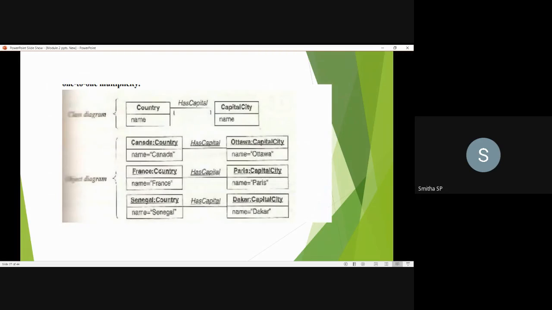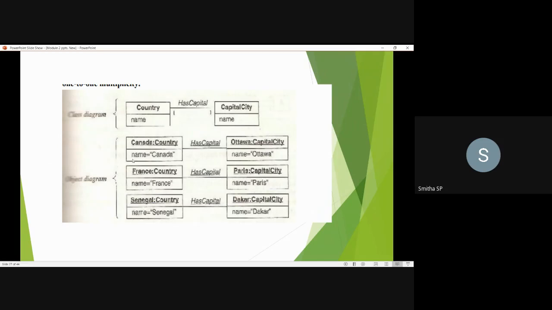So one country can have one city as its capital city. Here it is represented in the class diagram. Country is one class and capital city is another class, which has the attribute name. So the country class has a capital city class. It means the two classes are linked by the has capital association. Now you can observe the object diagram.